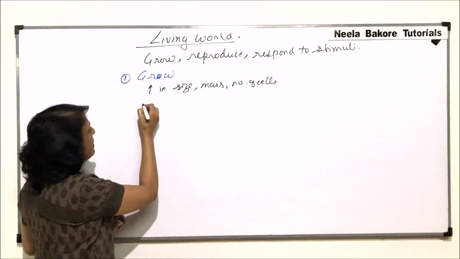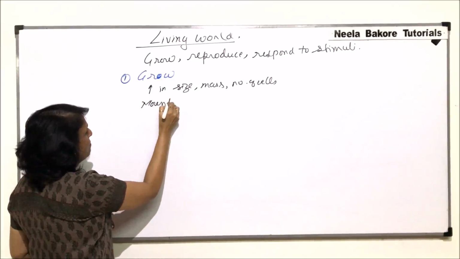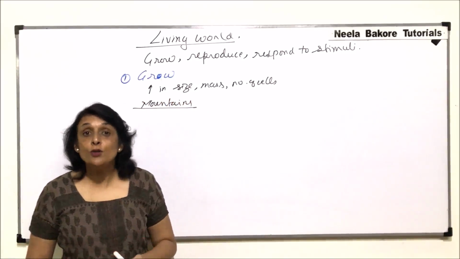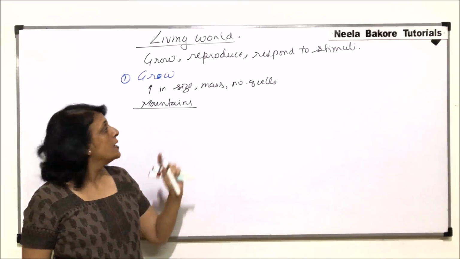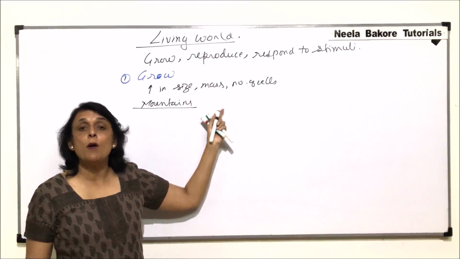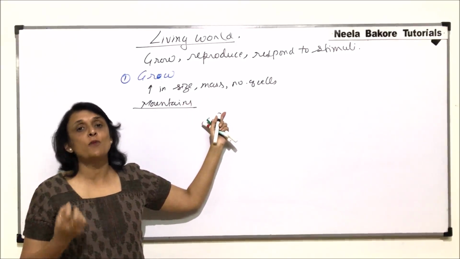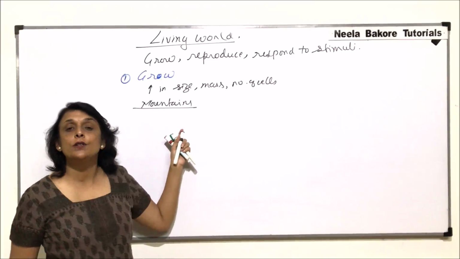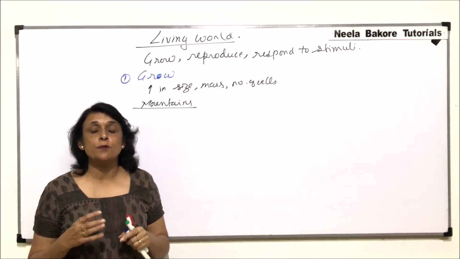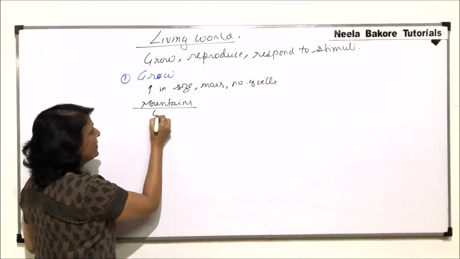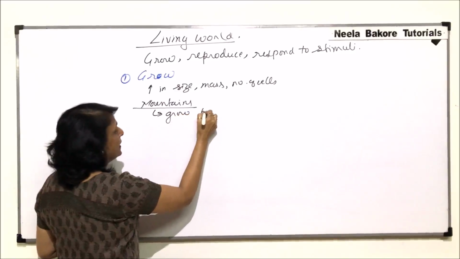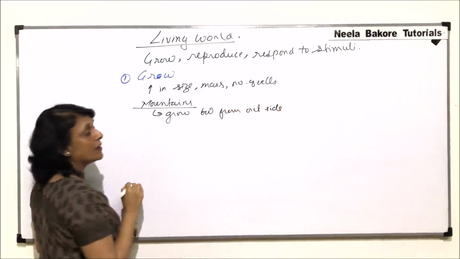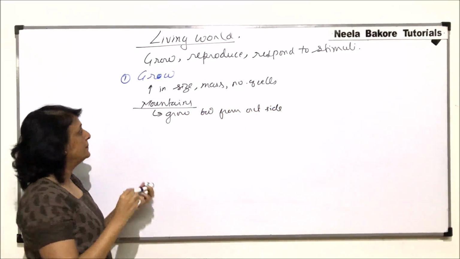Let us take an example of a non-living thing. Mountains. Do mountains grow? Mountains also grow, but there is a difference. Living organisms grow from inside. There is accumulation of protoplasm or protoplasmic material from within, whereas mountains grow due to addition of substances from the outer side. So mountains also grow, but from outside, and living organisms grow from within.